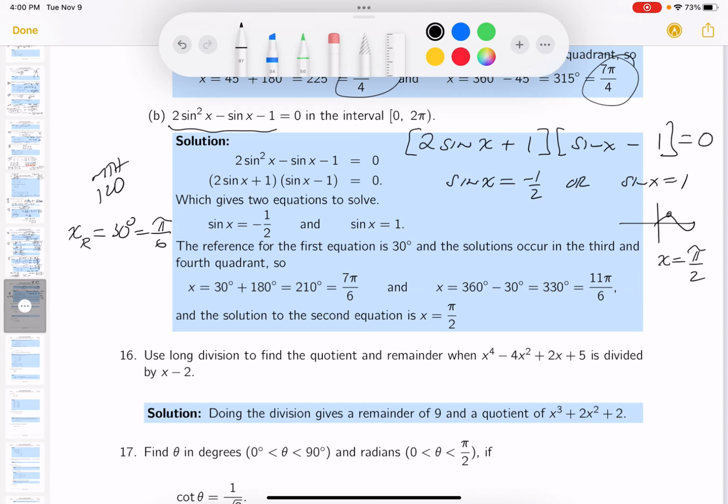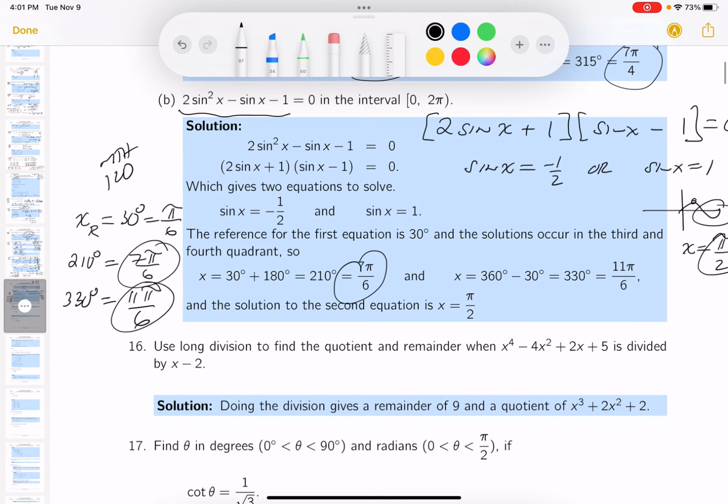But here's the deal. What quadrant is it in? It's in the quadrants over here, which is between 180 and 270 and 270 and 360. So I'm going to say 210 degrees, which is the same thing as 7 pi over 6. And the other one's going to be 330 degrees, which is going to be 11 pi over 6. So I'm going to say these are my answers, and I'm going to check the key. And what's the key say? Well, I see it here, 7 pi over 6. I see it there, 11 pi over 6, and pi over 2.